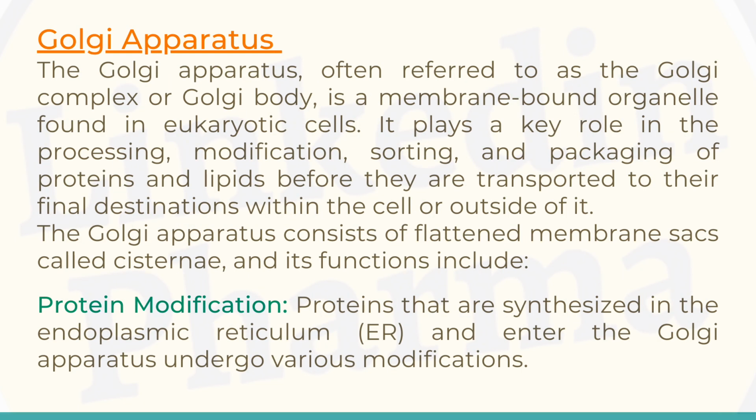Golgi apparatus. The Golgi apparatus, often referred to as the Golgi complex or Golgi body, is a membrane-bound organelle found in eukaryotic cells. It plays a key role in the processing, modification, sorting, and packaging of proteins and lipids before they are transported to their final destinations within the cell or outside of it.